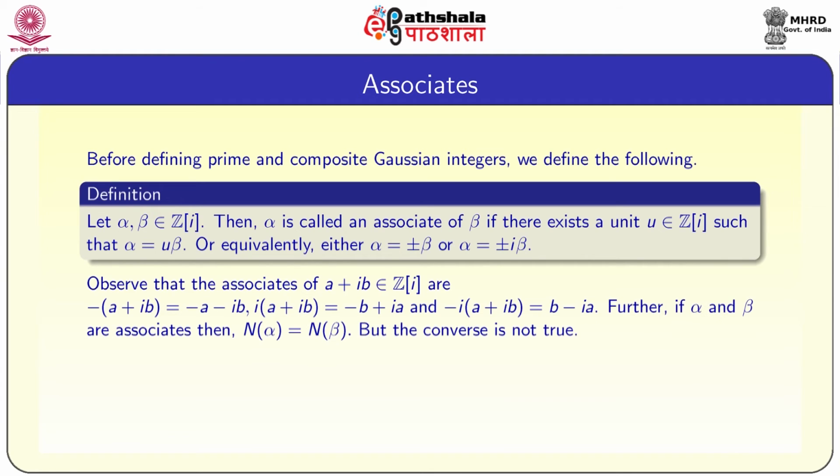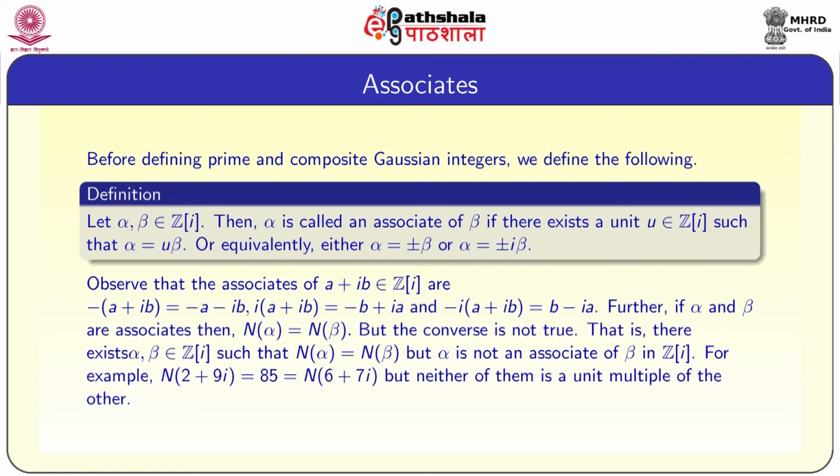Further, if alpha and beta are associates, then it is easy to see that N(alpha) equals N(beta). It is because the norm of alpha equals the norm of u into beta, but the norm is multiplicative. So, norm of u into norm of beta, but the norm of u equals 1 since u is a unit. So, the norm of alpha equals the norm of beta, but the converse is not true.